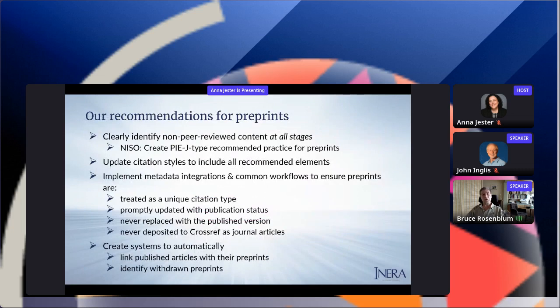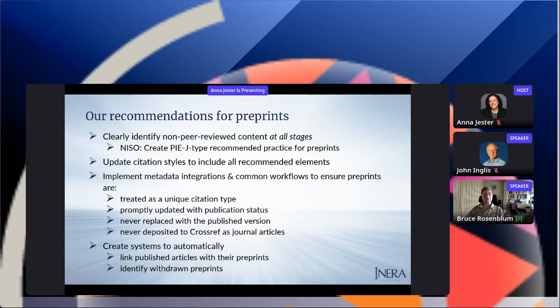So in summary, here are recommendations for preprints. First, any non-peer-reviewed content should be clearly identified at all stages. There is actually a standard or recommended practice from NISO on how journal article landing pages should appear. And I'd like to see something similar for preprints. I think a lot of what Cold Spring Harbor is doing with medRxiv and bioRxiv definitely adheres to best practices, but that's not true across all preprint servers. As John pointed out, not all preprint servers are created equal.